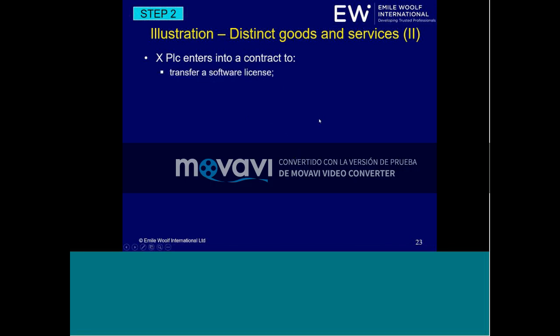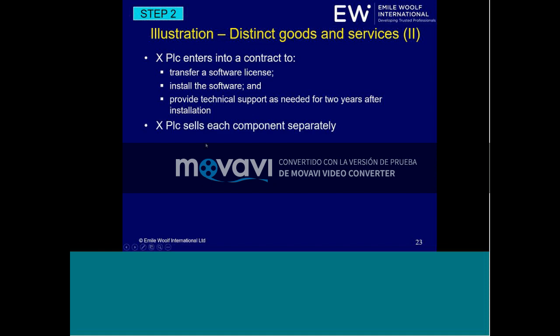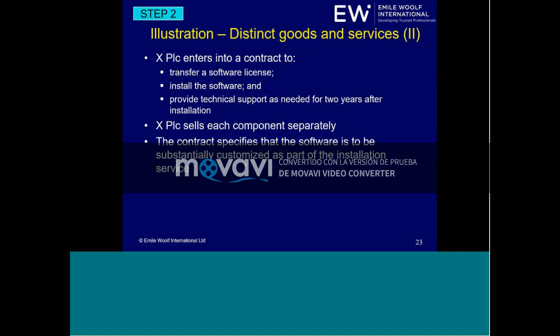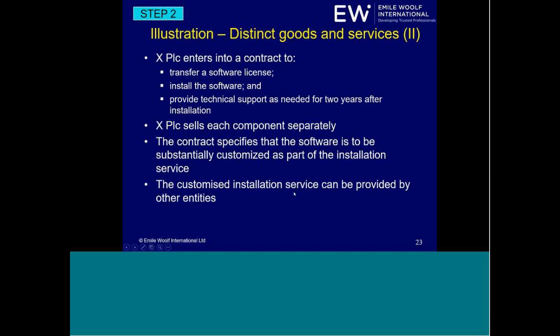In that example, X enters into a contract to transfer a software license, install, and provide technical support. X sells each component separately, so on the face of it, it looks like they are distinct. The contract specifies that the software is to be substantially customized in the process. Okay, so we've got something different here. Could be provided by others. Some benefit from the goods on their own also.